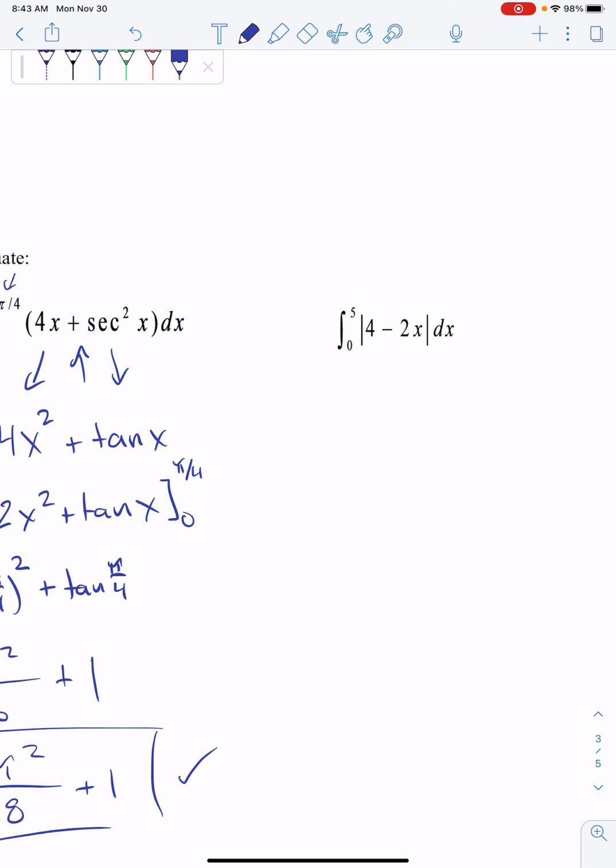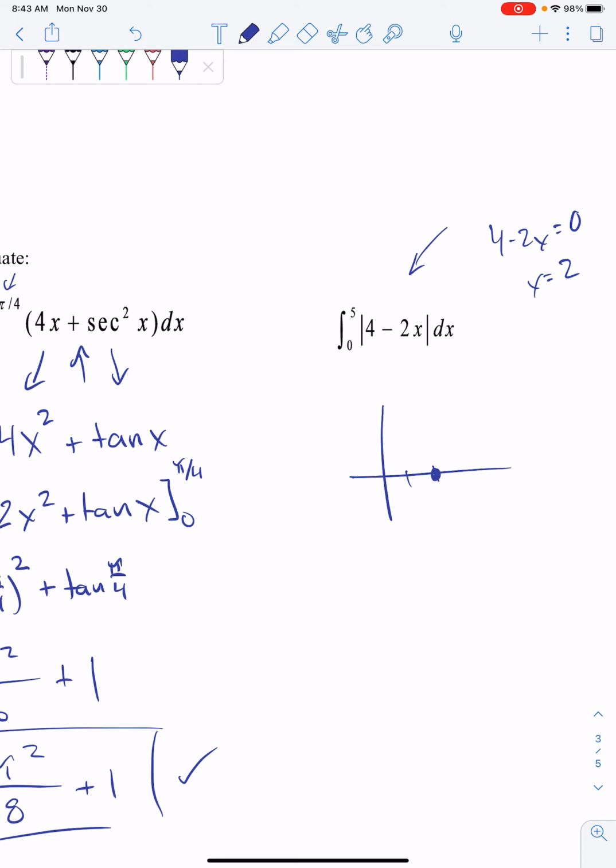And one of the things I look for first when I look at this function right here is what makes my absolute value 0. Okay, what makes 4 minus 2x equals 0? Well, if x is equal to 2, then that's going to be 0. And what that tells me is that x equals 2 is that bottom point. It's that sharp point of my absolute value graph.